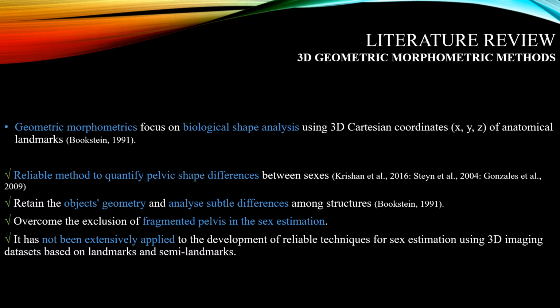The utilization of geometric morphometric methods for sex estimation using the pelvis is preferable to metric methods because they retain the object's geometry and analyze subtle differences among structures. Furthermore, geometric morphometric methods could significantly overcome the exclusion of fragmented pelvises in the sex estimation analysis by creating discriminant shape matrices to analyze specific patterns not readily observed with a morphological approach.